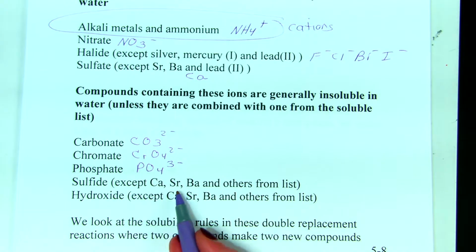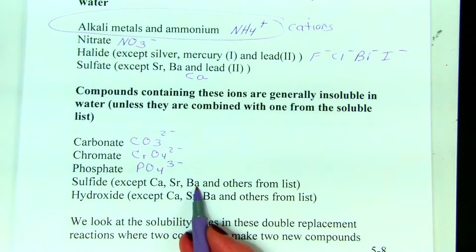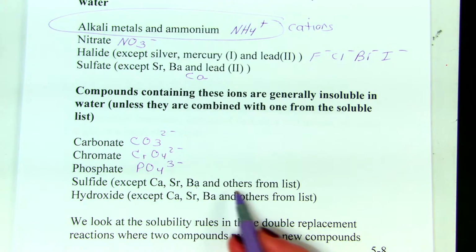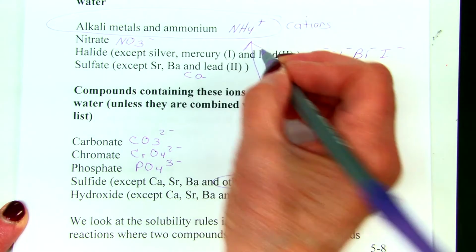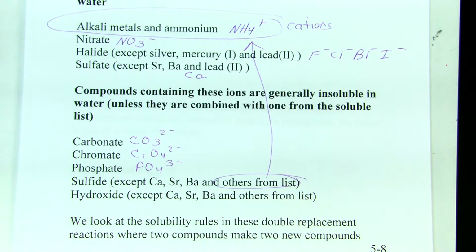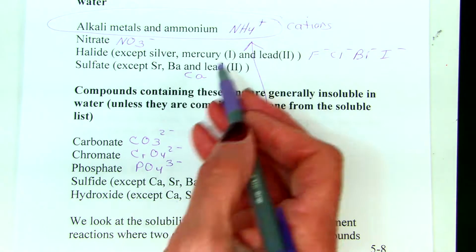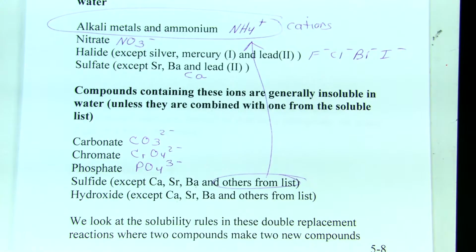However, calcium, strontium, and barium sulfide are soluble, and then any others from the soluble list up here will make the sulfide dissolve. And hydroxide, generally insoluble unless it's hooked up with calcium, strontium, barium, or any of the cations from up here. So, it's kind of crazy when you're first looking at it, and it takes a lot of practice with this to be able to recognize this in order to write these double replacement reactions.